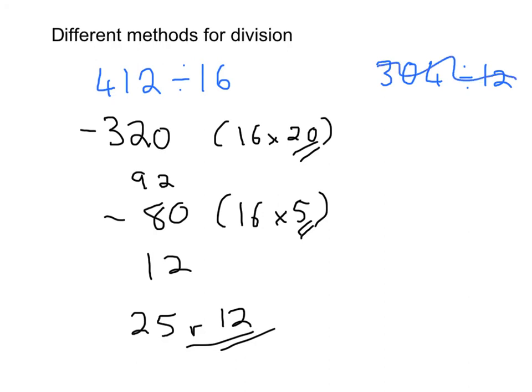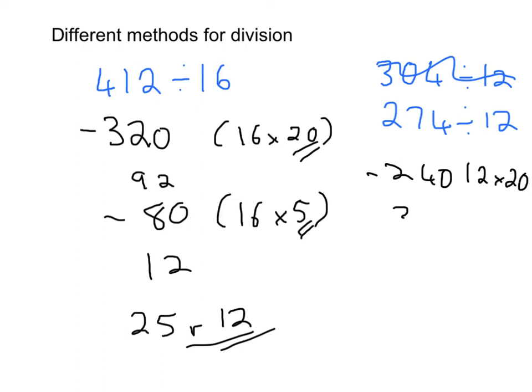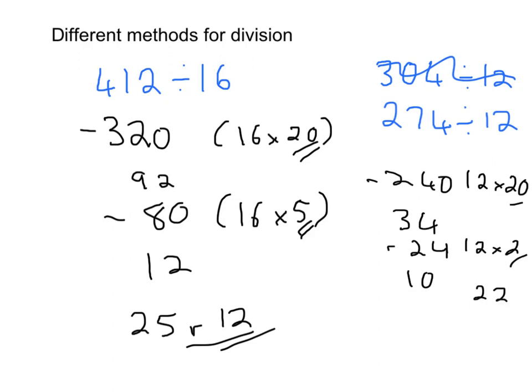Now I'm actually going to change this question a little bit to make it a little bit different in form from the last one, and have a go if you can carry out that calculation. 274 divided by 12. So 12 times 20 would be 240. If I take that away from 274, that will leave me with 34. And I know that 12 times 2 is 24, so that will leave me with 10. And of course I can't take away any more lots of 12, so in total I'd have taken off 22 lots of 12. And my remainder would be 10.